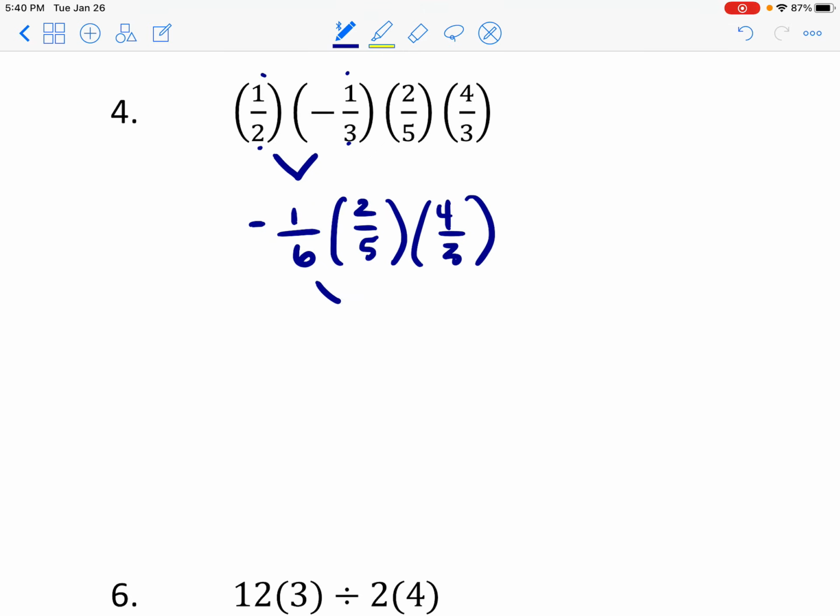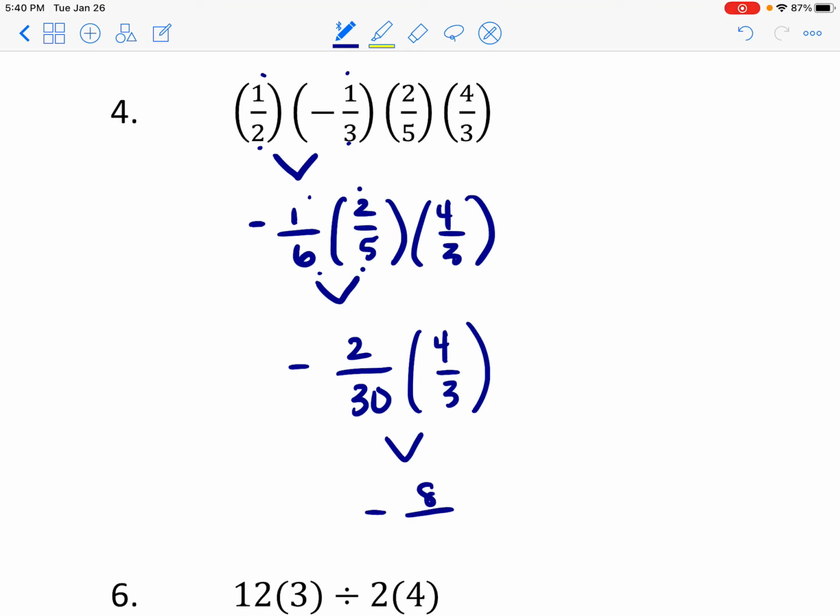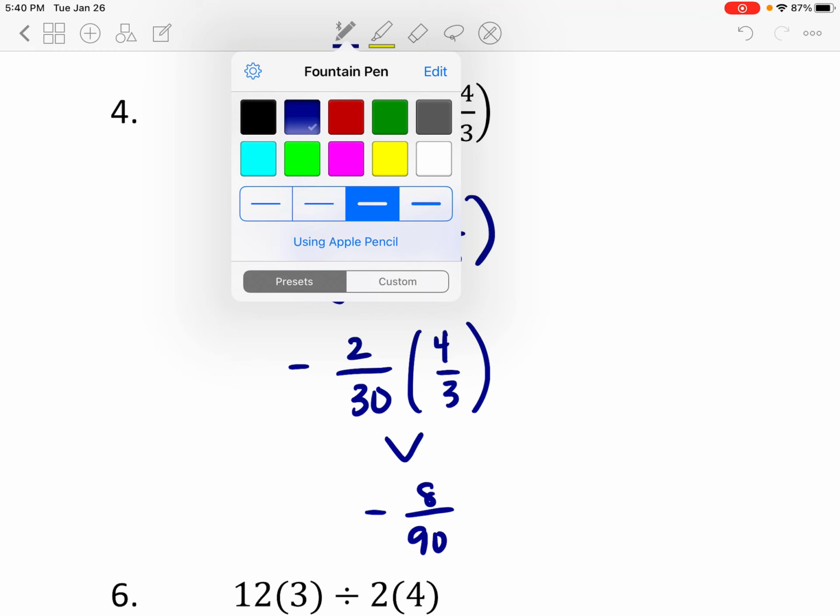And again, left to right here. So positive negative is going to make a negative. 1 times 2 is going to be 2, and 6 times 5 is going to make 30. And I'm going to bring down my 4/3. And one more time here. Positive negative makes a negative. 2 times 4 on the top is going to make 8, and 3 times 30 on the bottom is going to make 90. So right now we have negative 8 over 90.